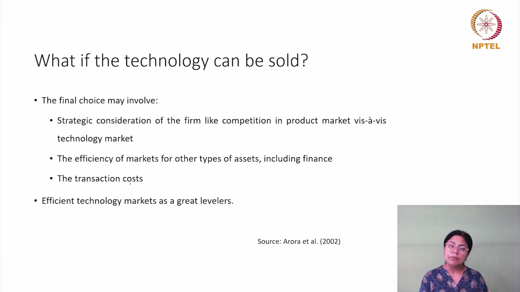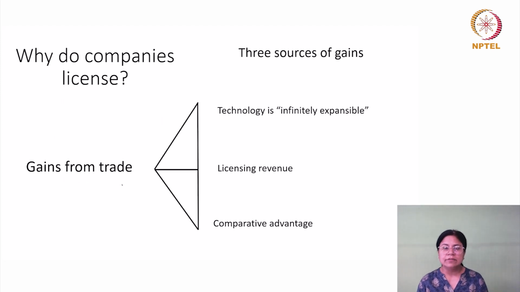Now if that is not the case, it is possible to establish a market for technology and then not get involved with the final product, etc. Then you will find that having an efficient technology market in that economy would be a great leveler. It will be difficult for only one company or one player to become too big as such. So now let us see what are the different sources through which a company will gain from the trade.